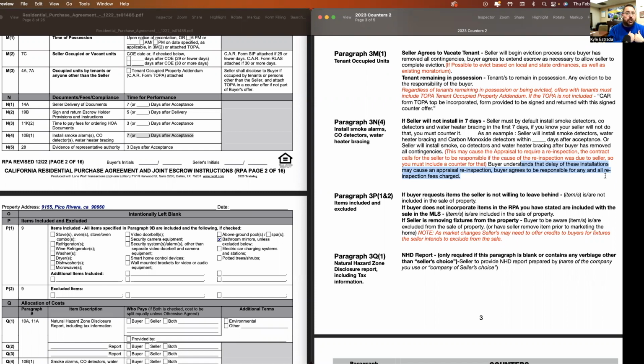Now, if I were you, my suggestion would be, knowing that this has to be done in the first 7 days, when I take the listing, if we know that there are not the correct smoke detectors or carbon monoxide detectors installed, or the water heater is not braced, maybe that becomes something that we do as a preparation for marketing, so that when we do get an offer accepted, it's not an issue. Okay, that would be something I would think about. Sorry, I'm in the comments here.